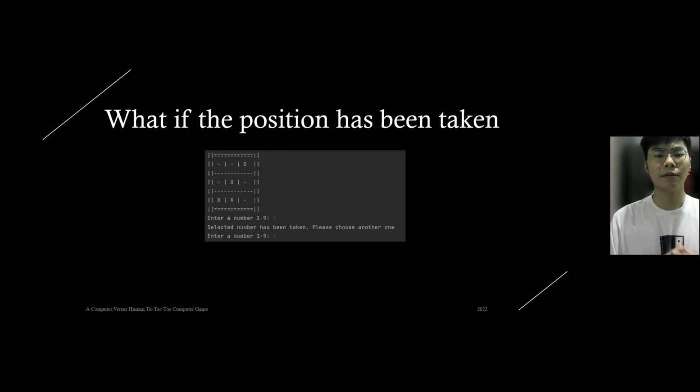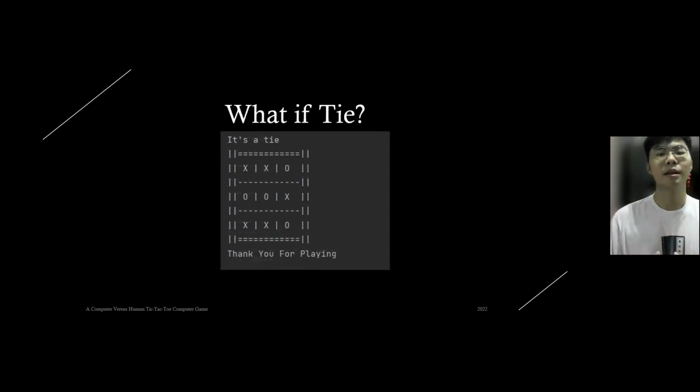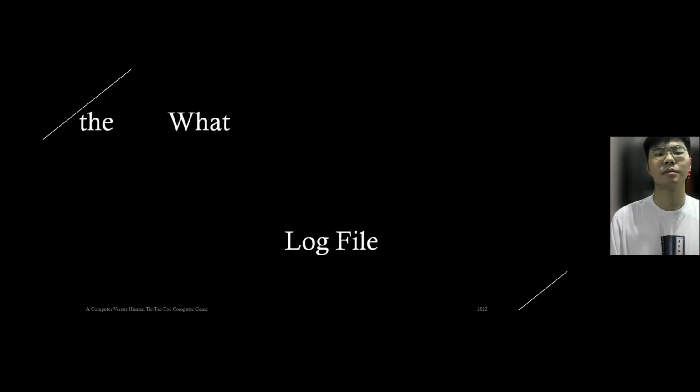So what if the position was already taken? If the number has been taken, we will inform the player that the number has been taken and please choose another number. But if no one wins the game, it is represented as a tie. The game will stop here.